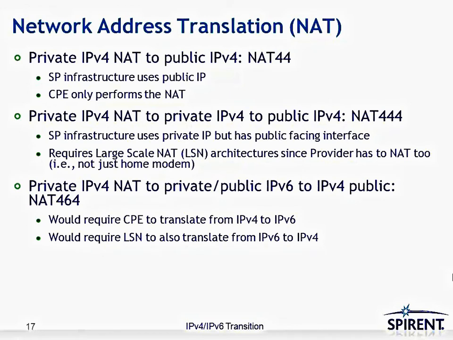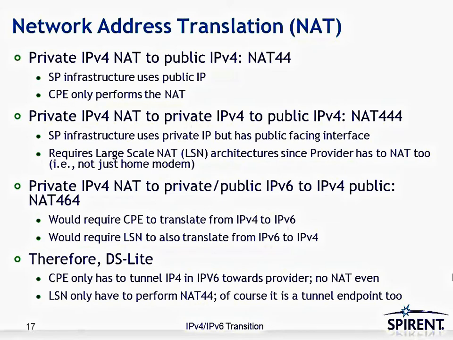So another technique could be private IP version 4 NAT to private/public IPv6 to an IP version 4 public address, or NAT 464. However, that would require the CPE modem to translate from IP version 4 to IP version 6. And as we'll talk later on in this topic, translation is not always that easy. It also would still require a large-scale NAT to also translate from IP version 6 to IP version 4 at the service provider's edge. So NAT 464 is not considered a very good solution.